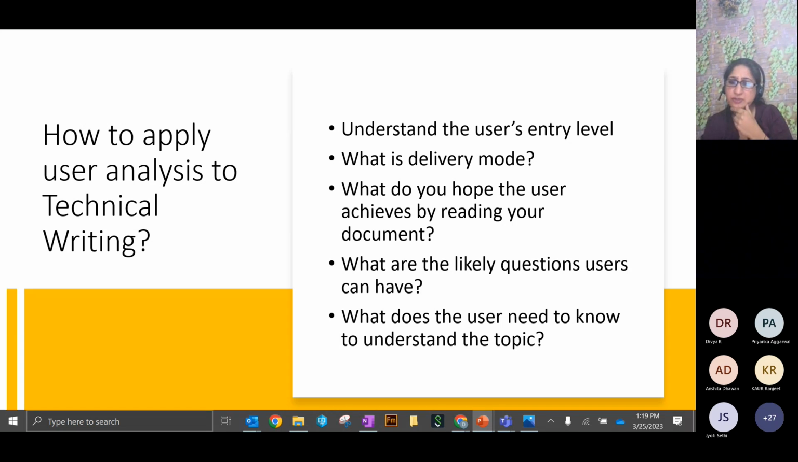And lastly, what does the user need to know to understand the topic? Well, this is the meat of it, right? This is where you will sit down to design the content. You will put it into a structure, and that is another level of ID intervention where we talk about how to create objectives for each of those topics so that we never go astray.